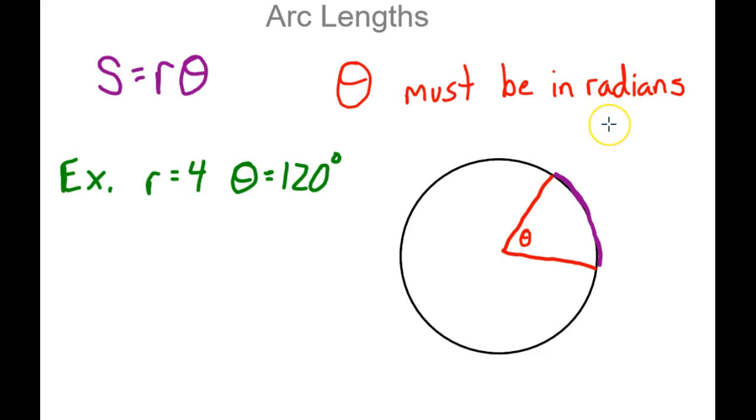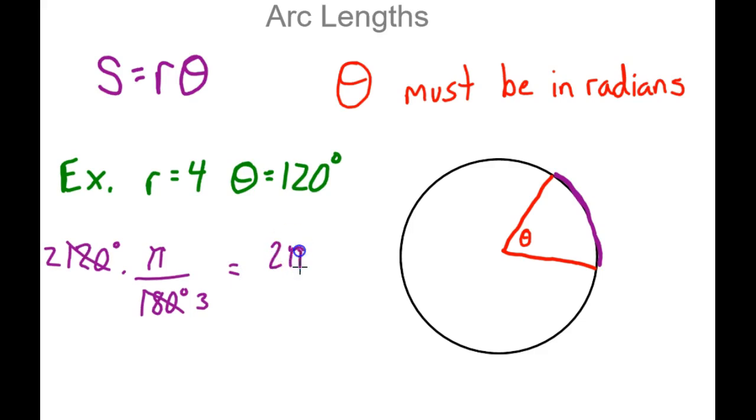for this formula. So we have to take 120 degrees and multiply by pi over 180 degrees to convert this to radians. Now if we look to simplify, 60 goes into each of these. So this simplifies down to a 2 and a 3, leaving us with 2 pi over 3 radians. So 120 degrees is equivalent to 2 pi over 3 radians. Now we can use our formula.